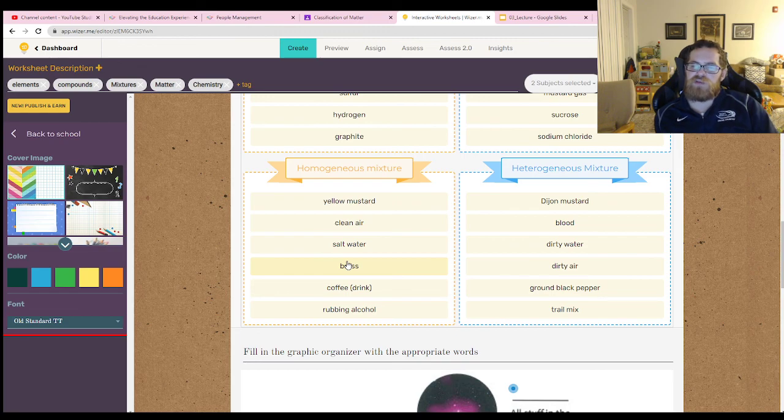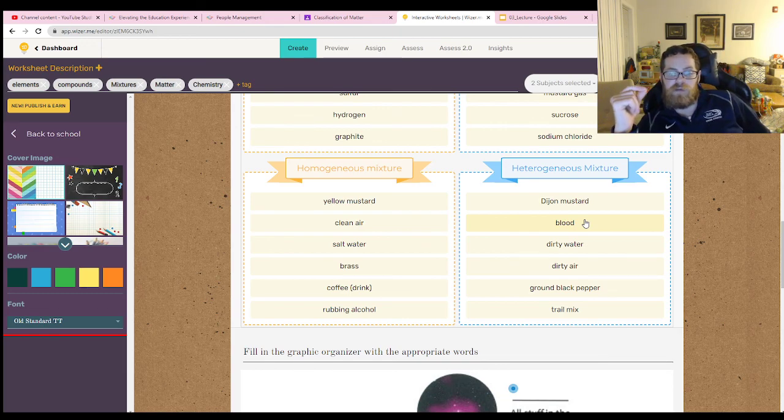Now we'll get into our heterogeneous mixtures. Dijon mustard. It's like the brown mustard that's a bit spicier. Well, technically spicy brown mustard and Dijon mustard are a little bit different, but it's the spicy brown mustard that you can see darker spots in. Blood. This one seems a little odd because it looks the same, but it actually has different components. One way you can tell is you can separate it using force with a centrifuge. You can separate out the different parts of the blood, and if you can physically separate them, then it's not homogeneous. Dirty water, right? You can filter out the dirt.